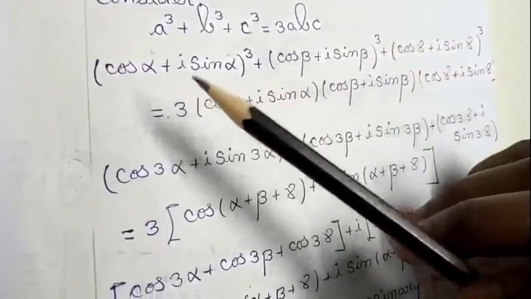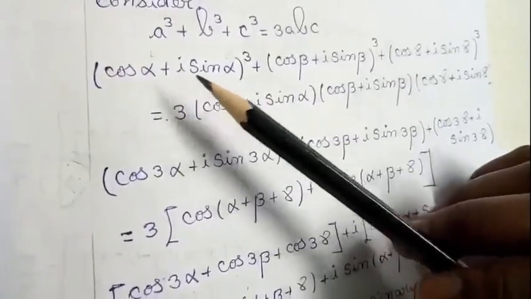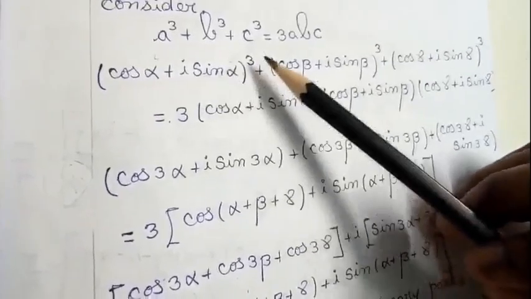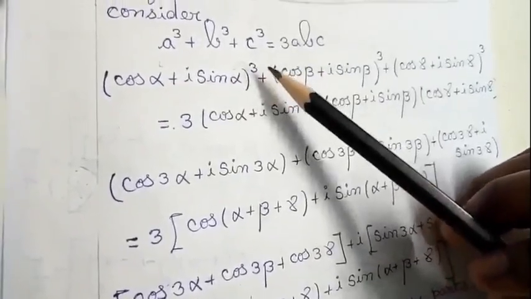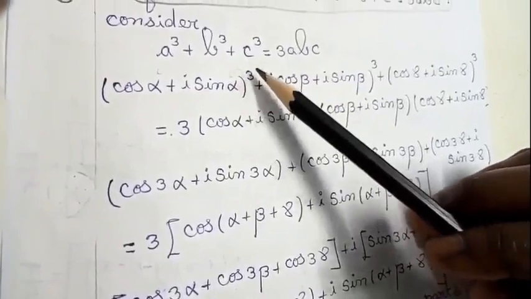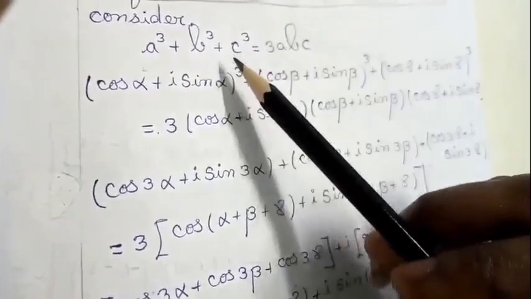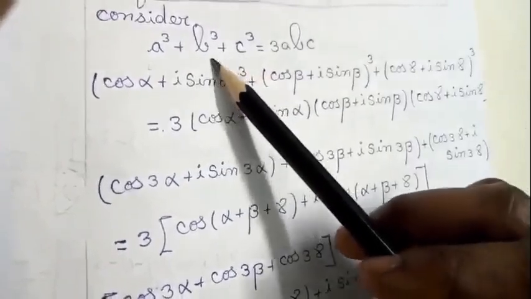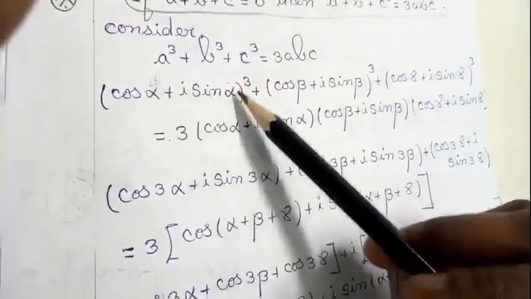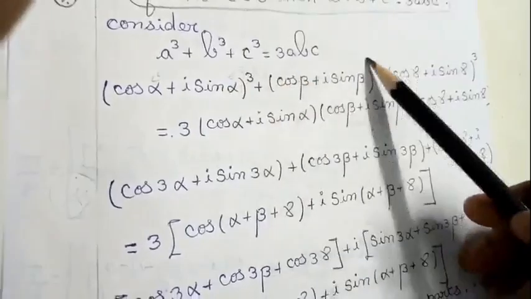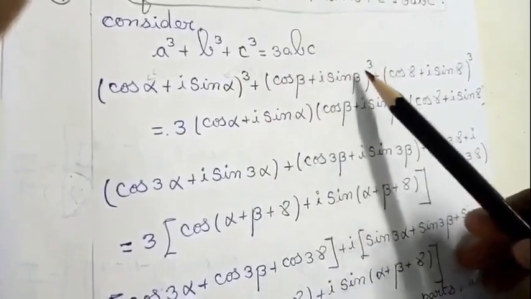First, you are going to take this one, cos alpha plus i sin alpha whole to the power 3. According to De Moivre's theorem, the power can be multiplied into the angle. I am going to multiply this power with alpha. Similarly, I am going to multiply this power with beta and gamma.